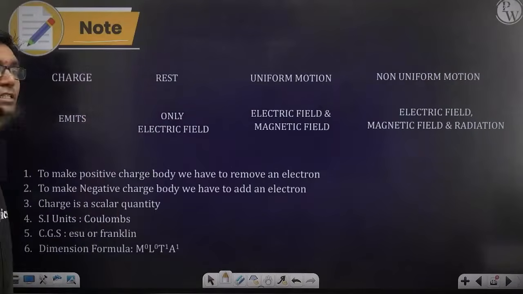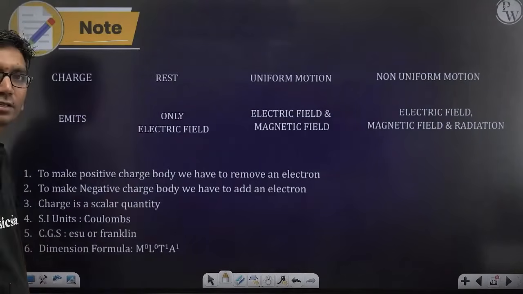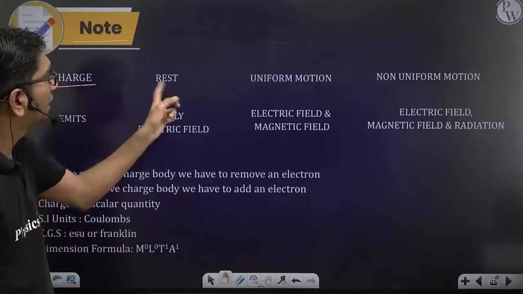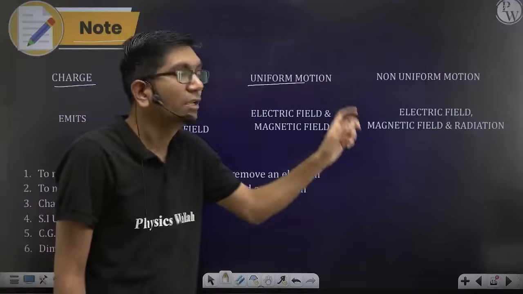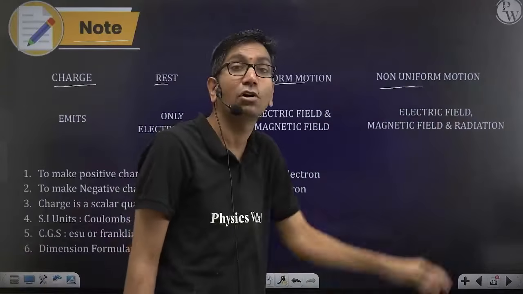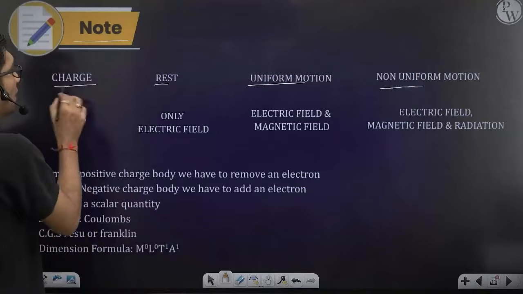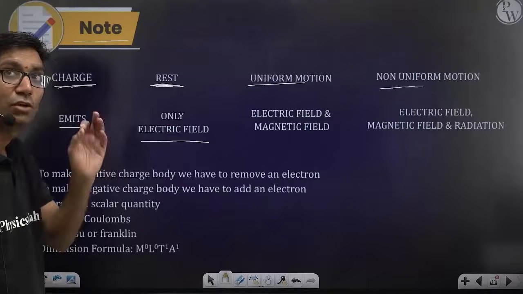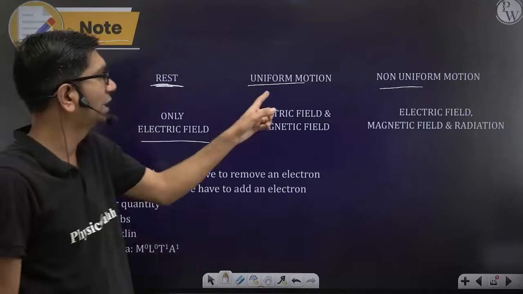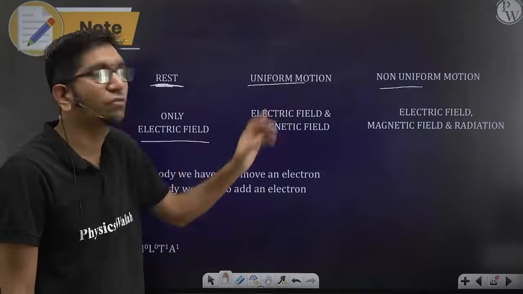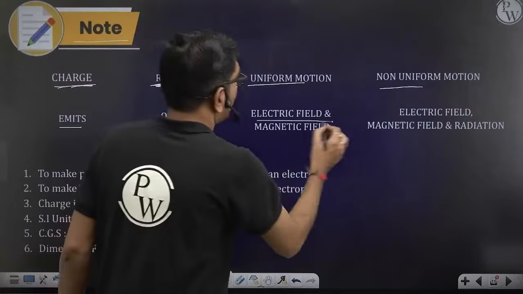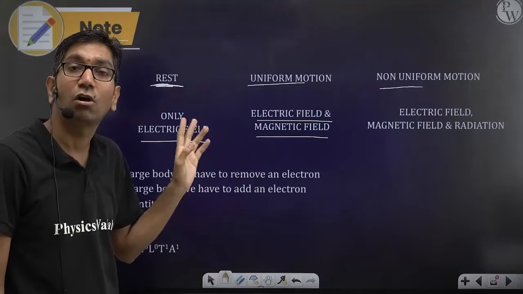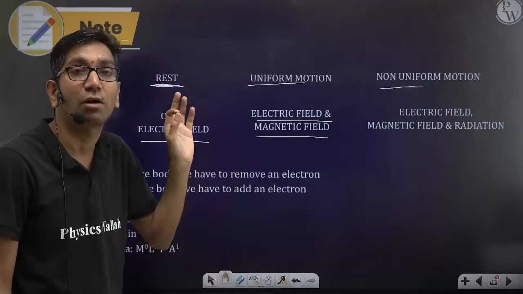Now this point to be noted, he may ask you directly. Here are the charges I am taking: when charge is in rest position, when charge is in uniform motion, and when charge is in non-uniform motion, what does it emit? When charge is in rest position, it emits only electric field. When charge is in uniform motion, it emits electric field and magnetic field. Remember all these points. These are the key points I have taken.